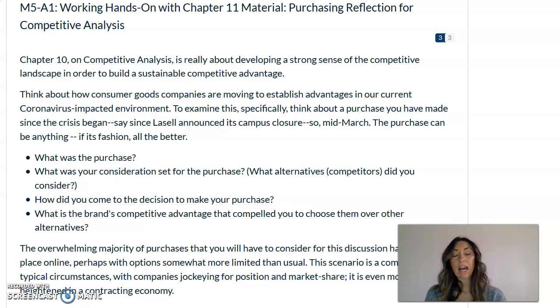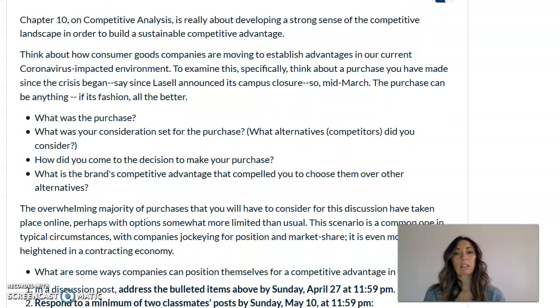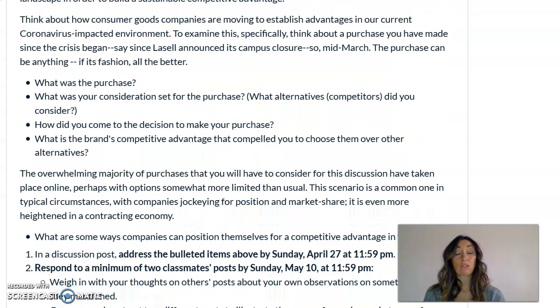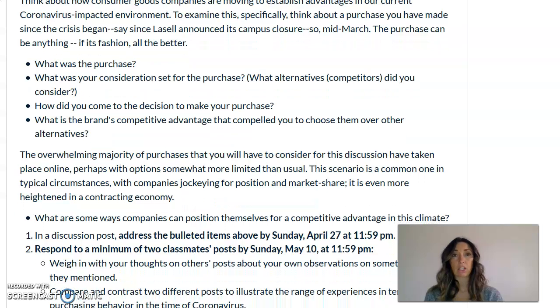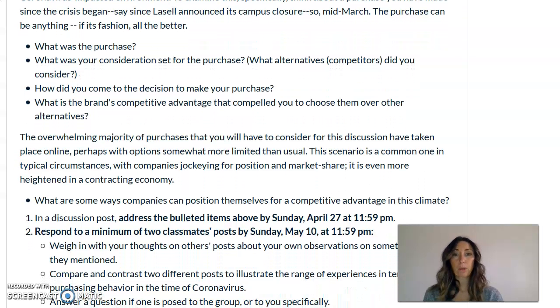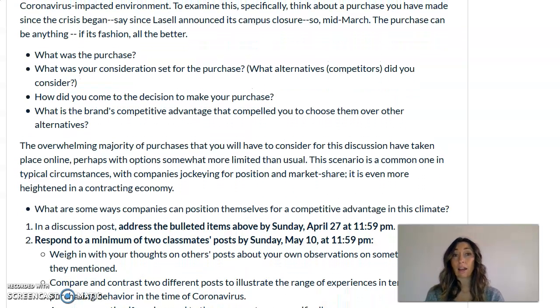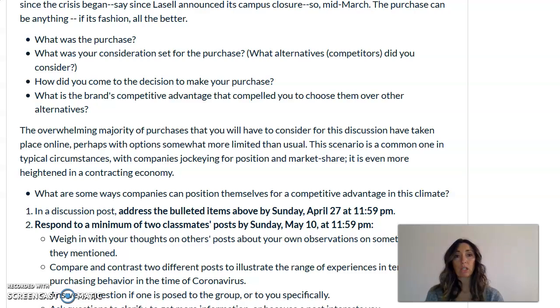The timeline I give you is basically since LaSalle announced its campus closure, so about mid-March. And I ask you to think about a couple of things and to write about those things briefly in a discussion forum post. What was the purchase? What was your consideration set for the purchase? That means, what alternatives did you consider? What was the set of competitors that you thought about, evaluated, maybe looked at, researched before making the purchase?